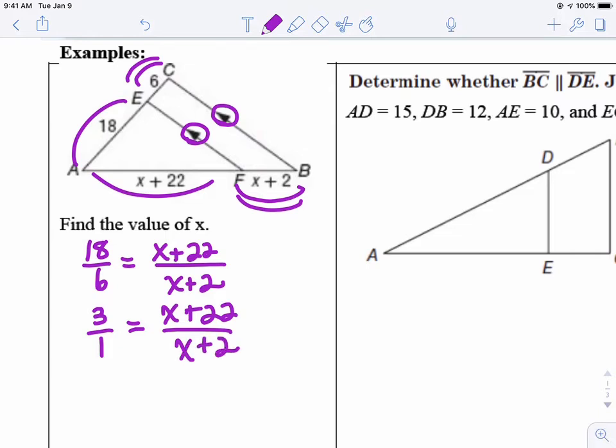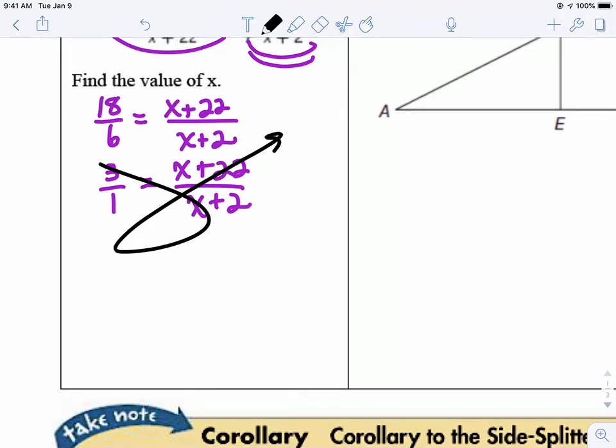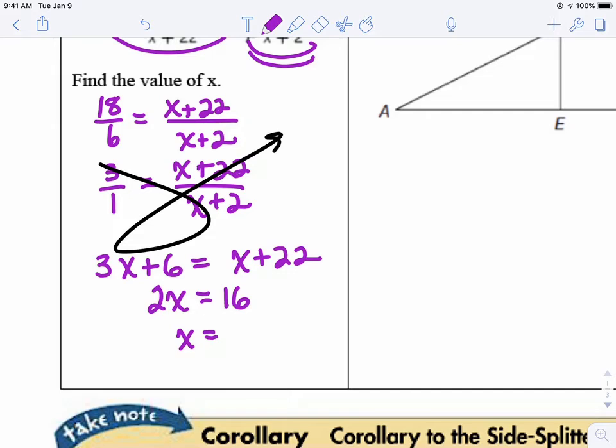Resist the urge to try to cancel on the right side of the proportion, because that 22 and 2 doesn't cancel since there are plus signs there. So we're ready to cross multiply, and we're going to have 3x plus 6, because I'm distributing, is equal to x plus 22, which makes 2x equal to 16, and x would be 8.